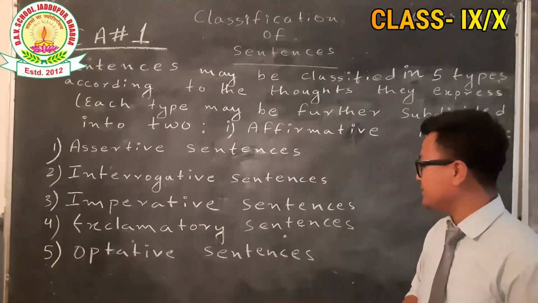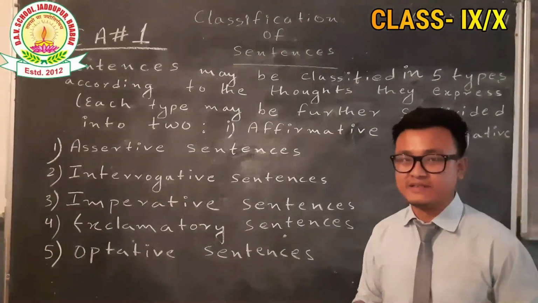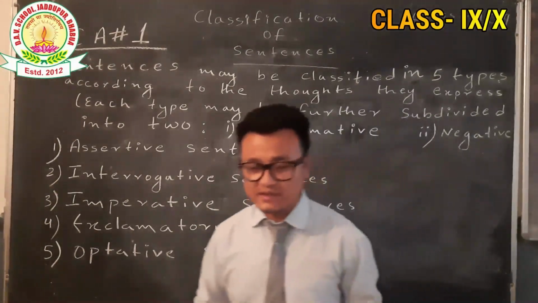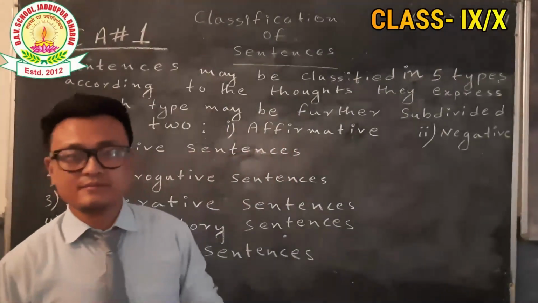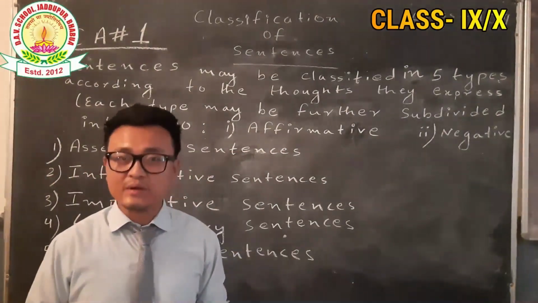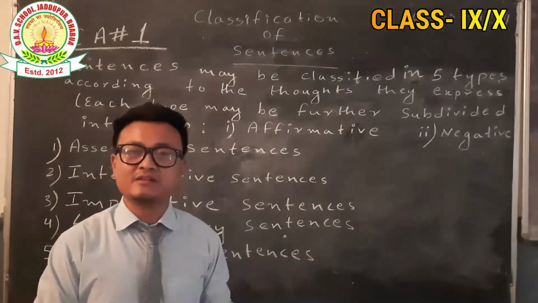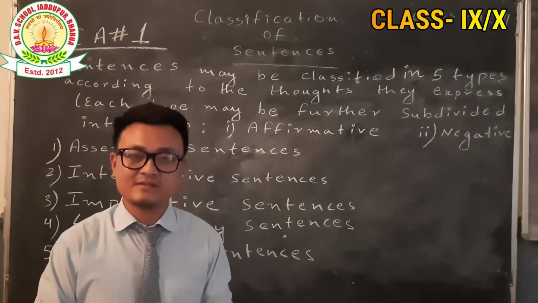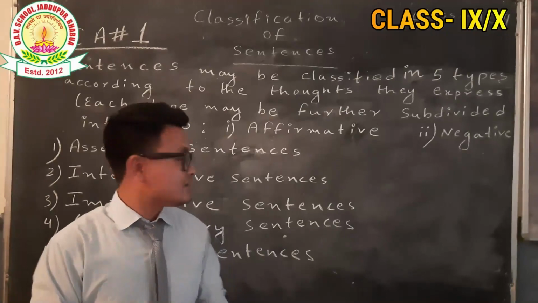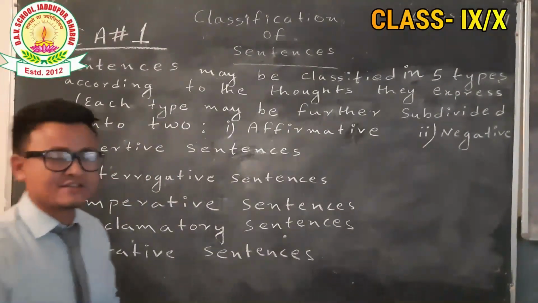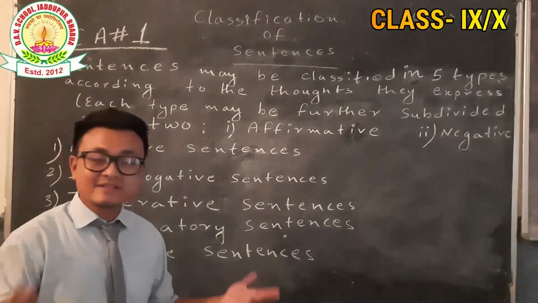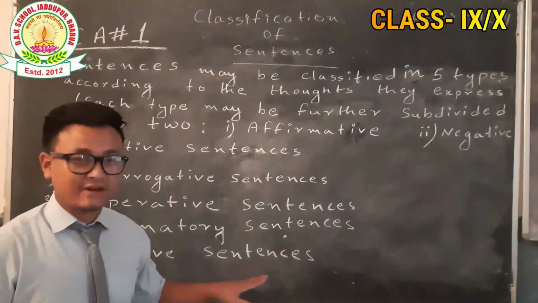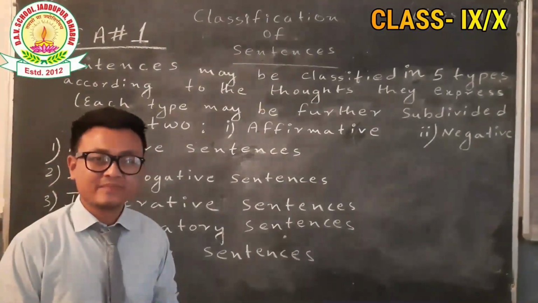Now we have exclamatory sentences. What do you understand by exclamatory sentences? Exclamatory sentences are those types of sentences which express sudden and very strong feelings, for example, a feeling of bereavement. Bereavement is a feeling which we feel when our loved ones pass away. Those types of feelings, grief, extreme happiness, or extreme excitement can be expressed with the help of exclamatory sentences.